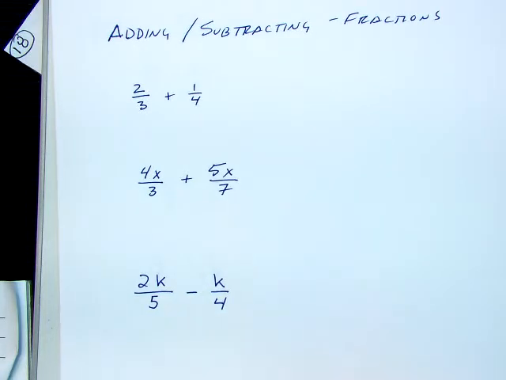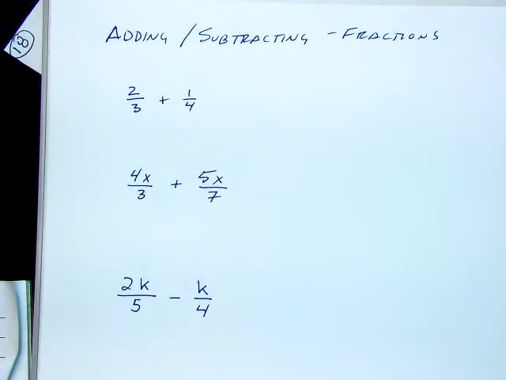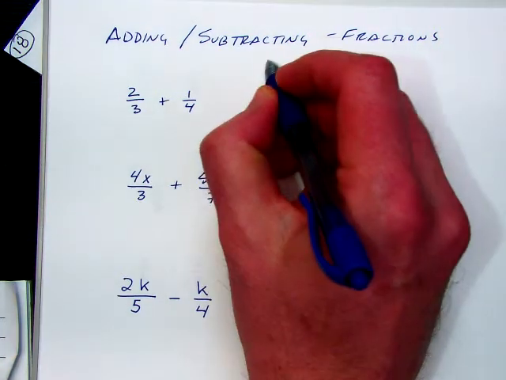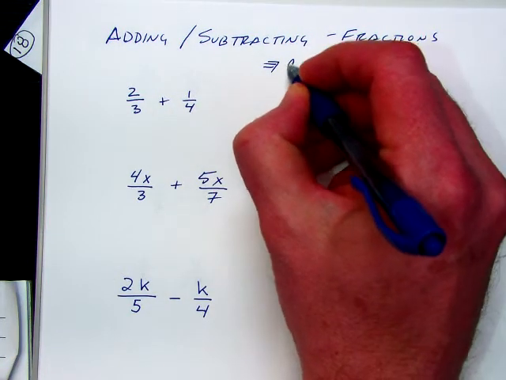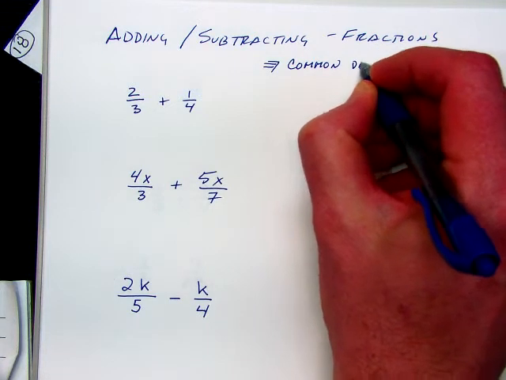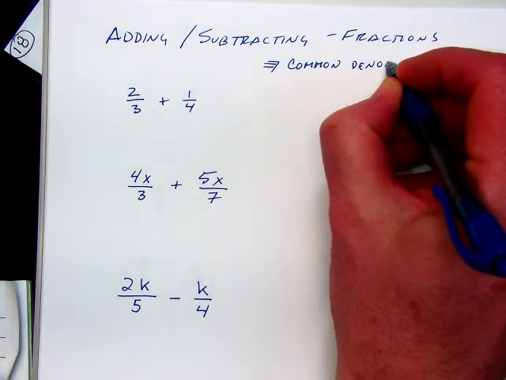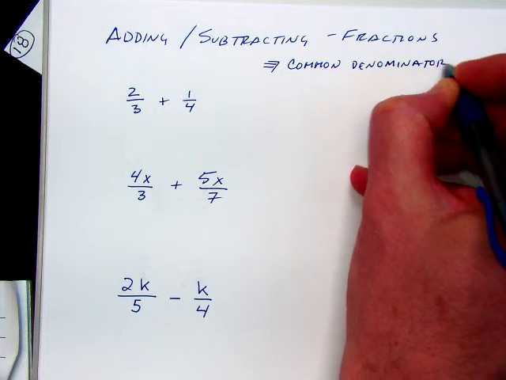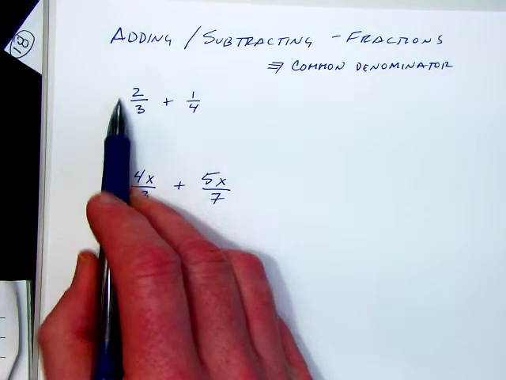Okay, so the first one we're going to do here is simply adding and subtracting fractions. The thing we have to remember here is we just need to get a common denominator. All right, so if you look at the first one, it's 2/3 plus 1/4.